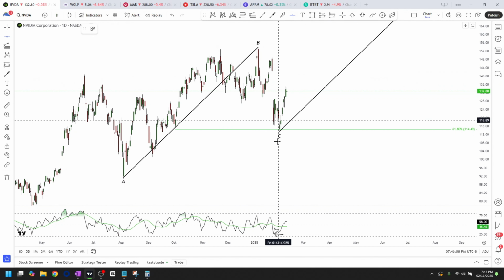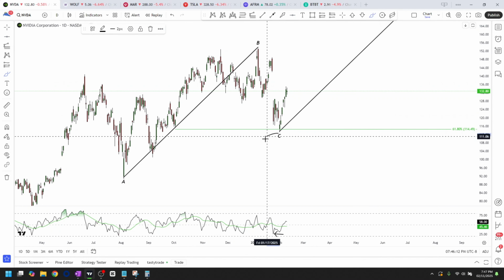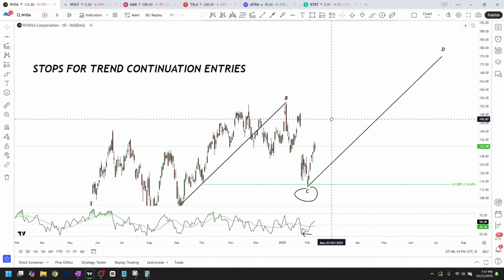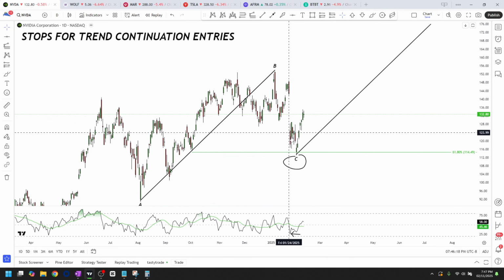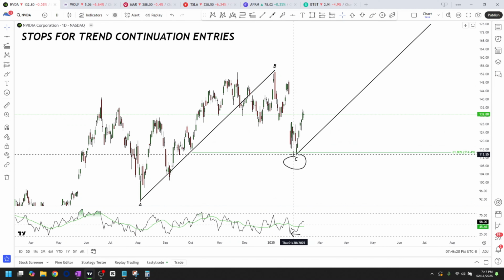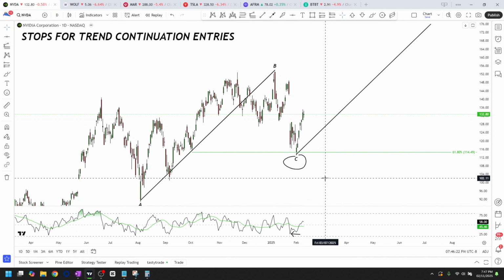So what I mean by that is, let's say entering on this here. Right now, just to let you know, we're talking about a trend continuation entry. Basically, traders who are entering on a pullback or retracement, okay.